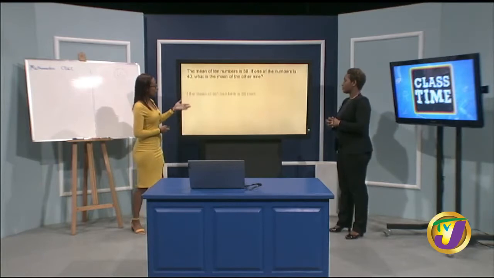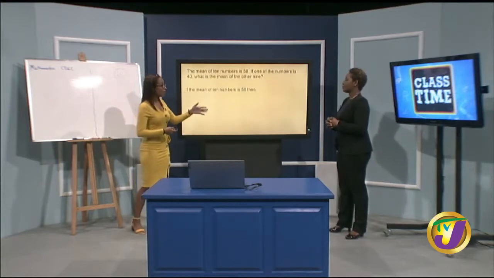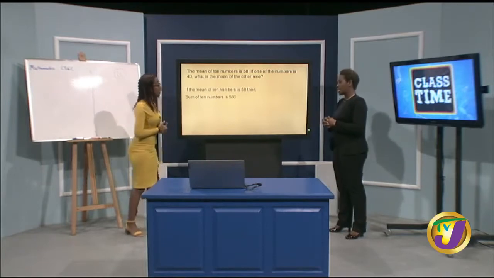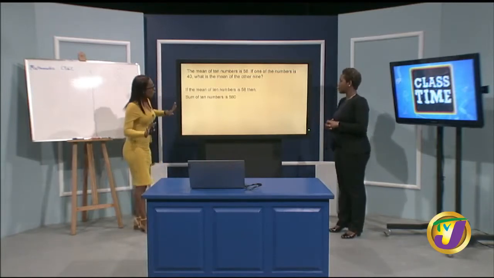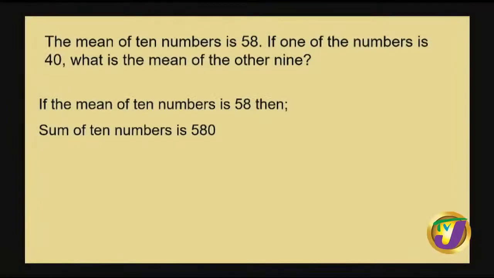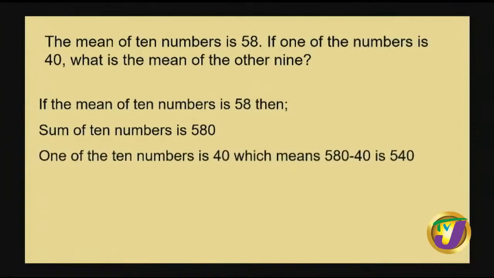So right here then we can say, since the mean of the numbers is 58, then the sum of the numbers is 580, right? So we know that. When we look again, we realize that one of our numbers is 40. So we can take it out. All right, so we're going to remove our 40 then. So we're subtracting here. So it's going to be 580 subtract 40, which leaves us with 540. So now we see that D would have definitely been out completely.